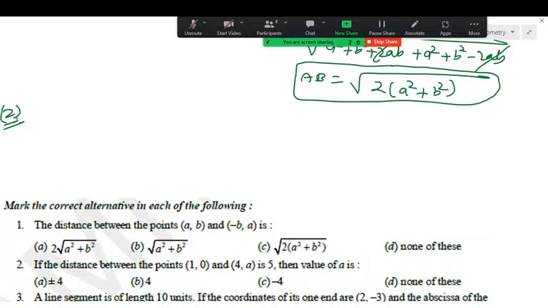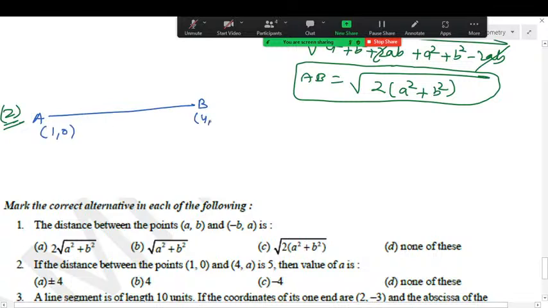So if the distance between the points (1, 0) and (4, a) is 5, then the value of a is. Sir, what is the symbol for a? What symbol is that? This is plus minus. That means they include plus 4 or minus 4 both. Okay, so first we need to understand these two points are here: 1 comma 0 and 4 comma a, and the distance between them is 5.